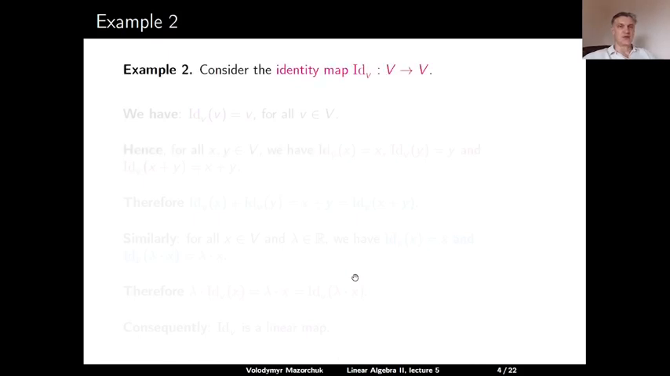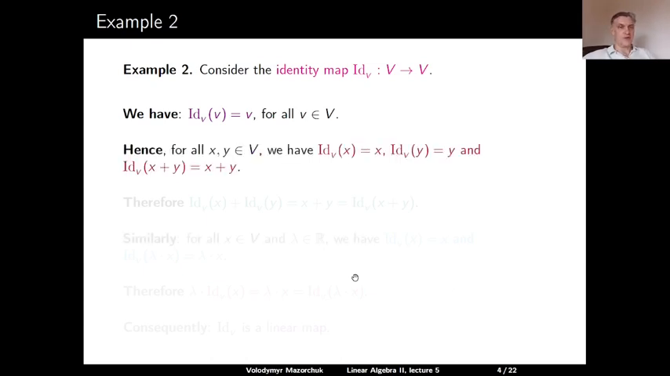Example 2. Consider the identity map from a vector space V to itself. This map is defined so that the image of any element v in V under the identity map coincides with the original element v. Now we can compute. If we have any pair of elements x and y in V, the image of x under the identity is x, the image of y under the identity is y, and the image of x plus y under the identity is x plus y.